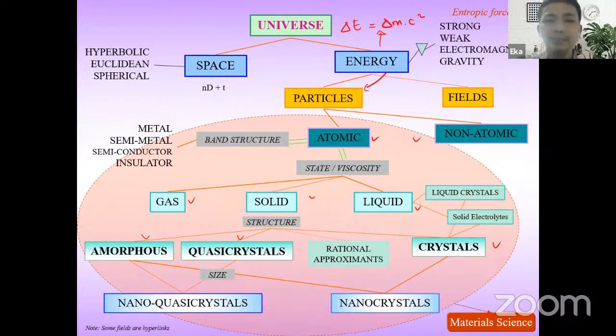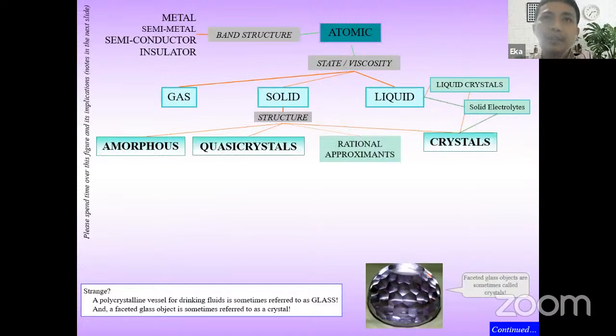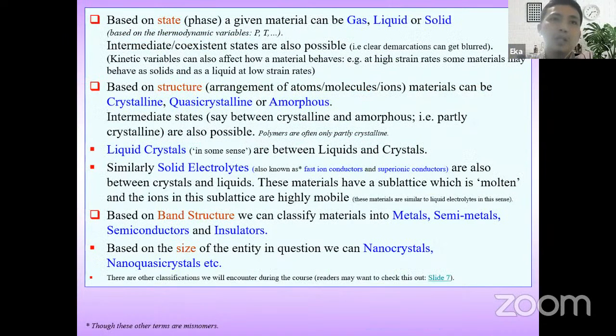If you are interested in material science, you can continue to a master's degree in material science engineering in another university. Okay, so inside the atomic, the scope is metal, semi-metal, semiconductor, insulator. And then the atomic, that are gas, solid, liquid, and so on. Here they show the material zone. So in the material itself, we have crystalline, amorphous, and so on.